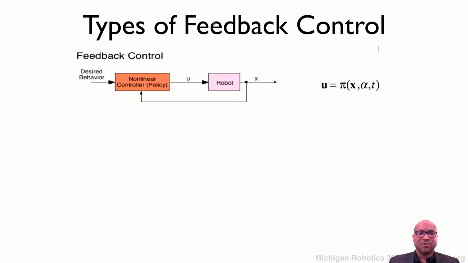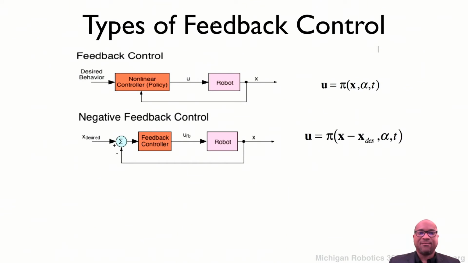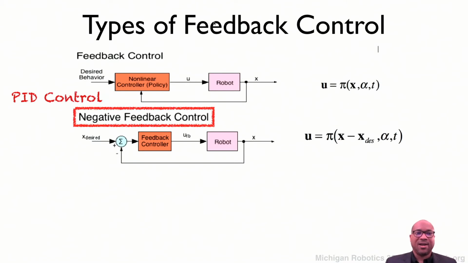There are different types of feedback control. You can create an arbitrary nonlinear control policy that does something that you think is right, and so you can write the rules of your control policy if you want to. Another way to think about it is negative feedback control, where you express some form of error between the desired and your current state, and based off of that error, the control command is expressed back to the robot. One form of negative feedback control is PID control, and that is what we're going to focus on in this case.